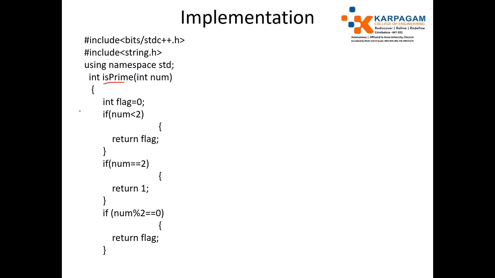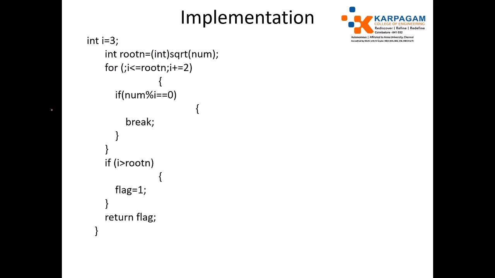So these are the else parts. The first condition satisfied means it will return 0. The second condition satisfied means return 1. The third condition satisfied means the function returns 0. Otherwise, start from i equal to 3 and go up to the square root of n.